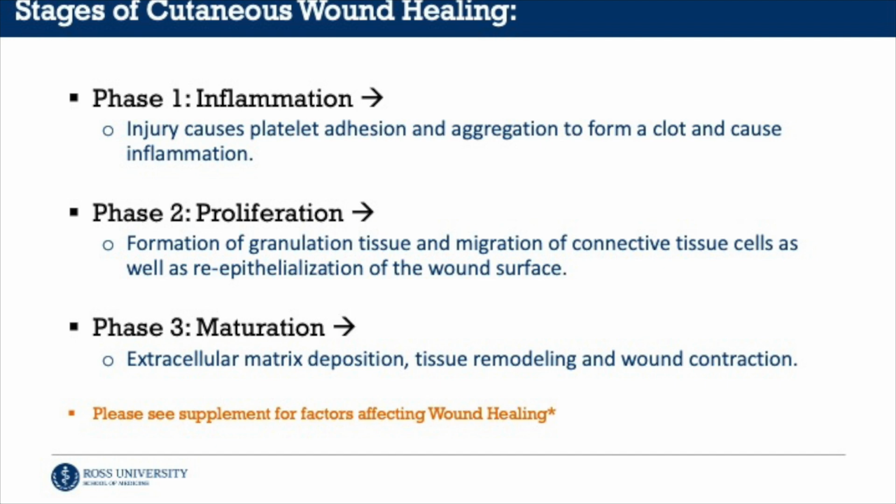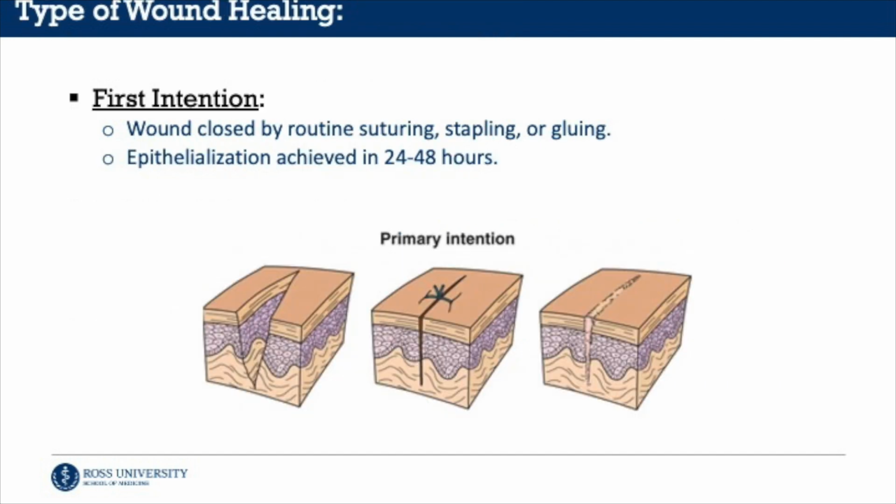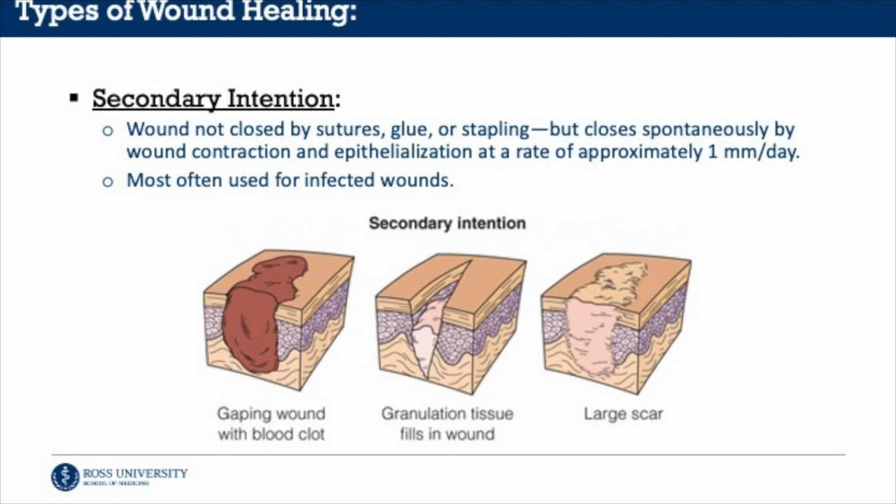Now, let's continue with the types of wound healing. First intention is a wound closed by routine suturing, stapling, or gluing, and epithelialization is achieved within 24 to 48 hours. First intention is also known as primary intention. Moving on to second intention, this is when a wound is not closed by sutures, glue, or stapling, but closes spontaneously by wound contraction and epithelialization at a rate of approximately 1 millimeter per day. This is most often used for infected wounds.